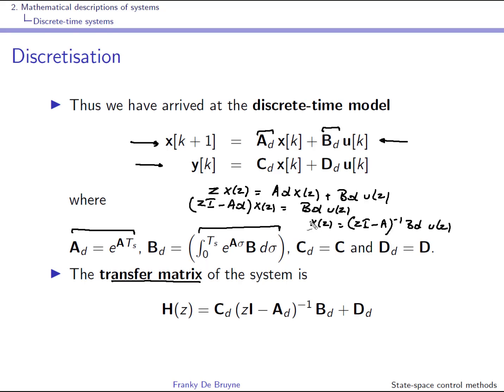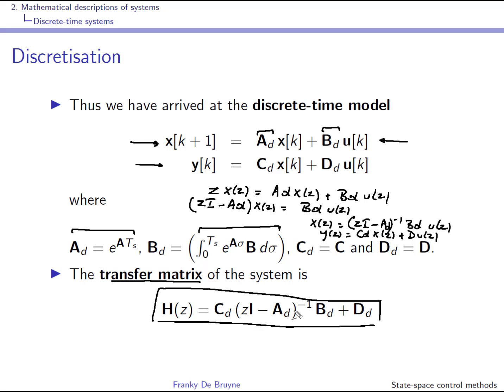And if you plug now this relation in the relation Y(z) is equal to C_D, it's D of course here, X(z) plus D U(z), you'll end up with this transfer matrix over here. Okay, so again, this is something that you should be able to use and find at the time of the exam.